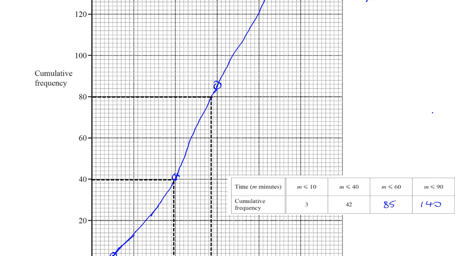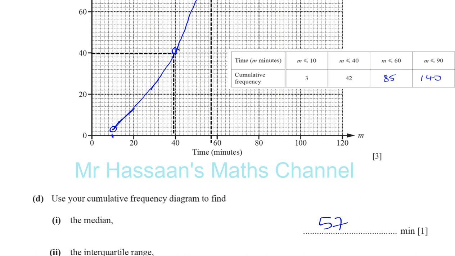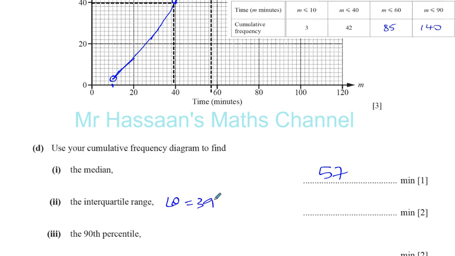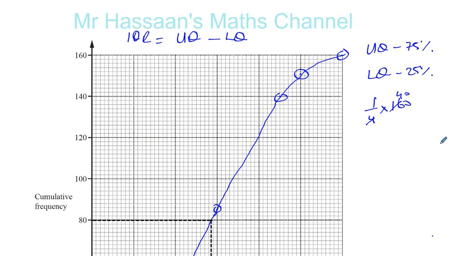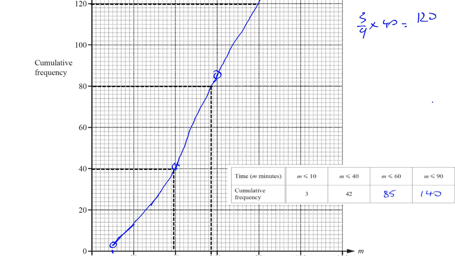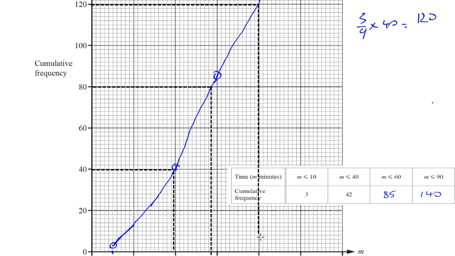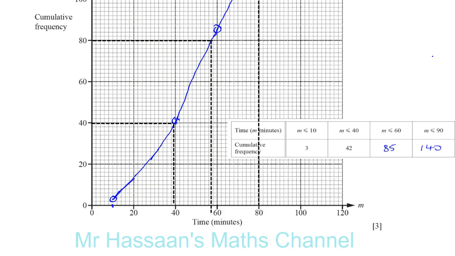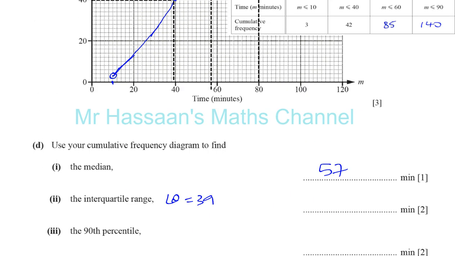Okay, we've got space for working there. So I can say the lower quartile is about 39, and the upper quartile is 75% of the way up. So it's going to be three quarters times 40. Its position is going to be 120, the 120th term. The 120th term is found by drawing a line from 120 across until it hits the curve. It seems like it's almost exactly on this value here. It goes down to 80. That looks like it's 80 there, doesn't it? That's right. So the upper quartile is 80.